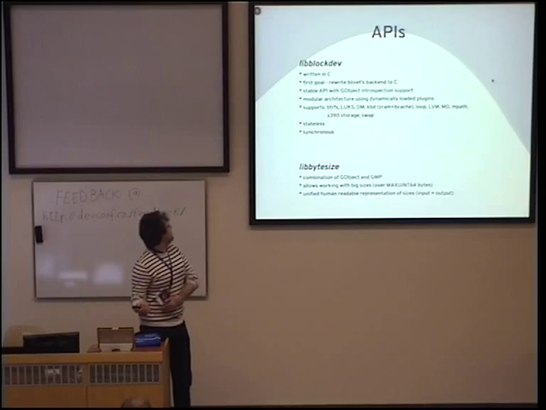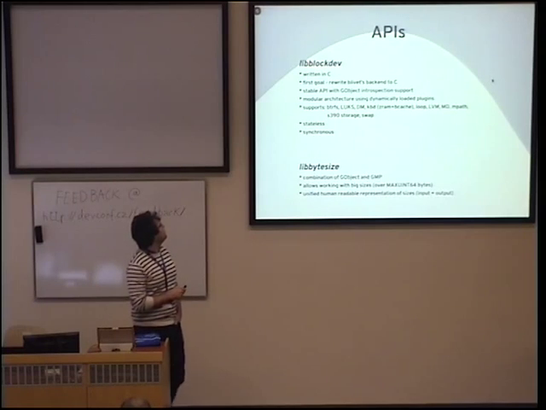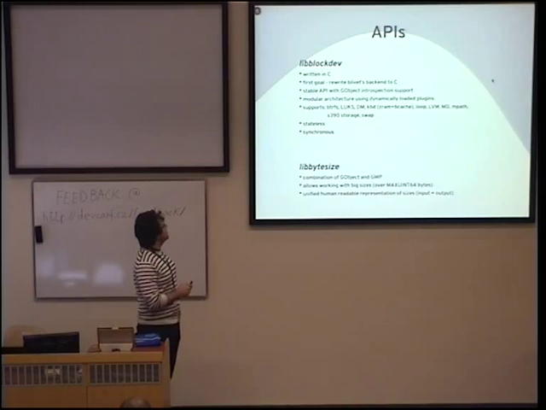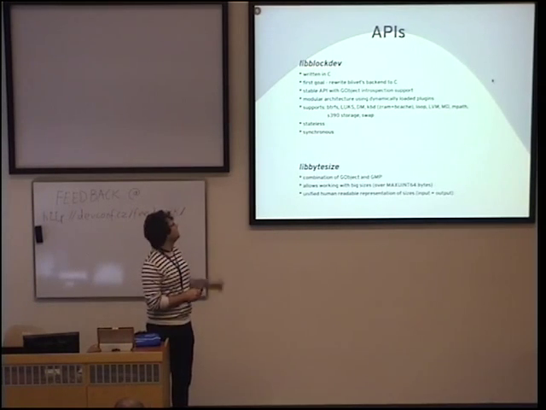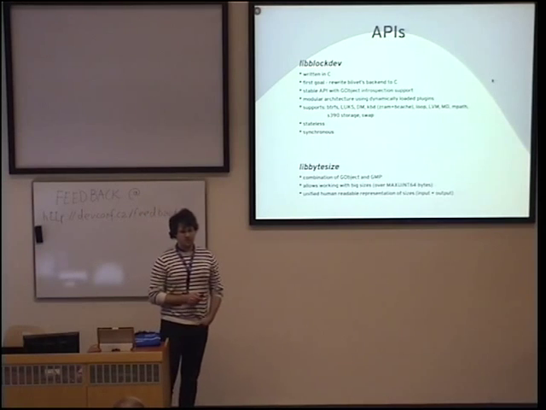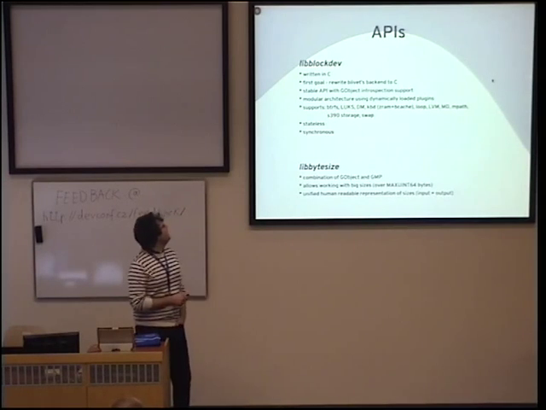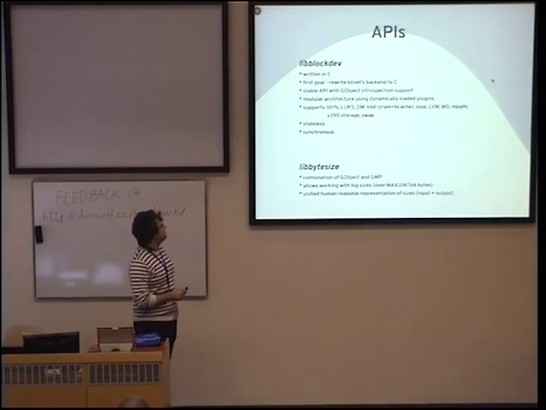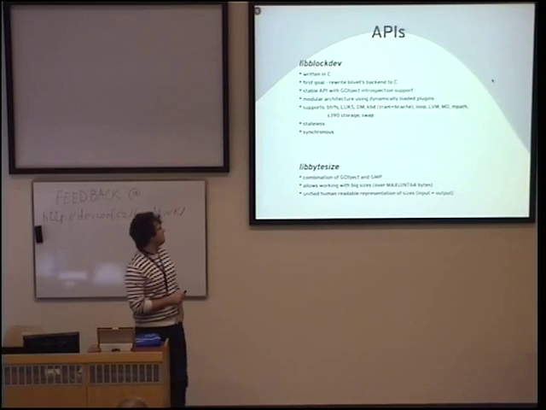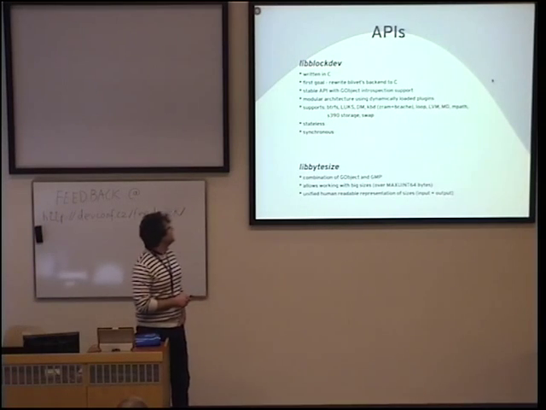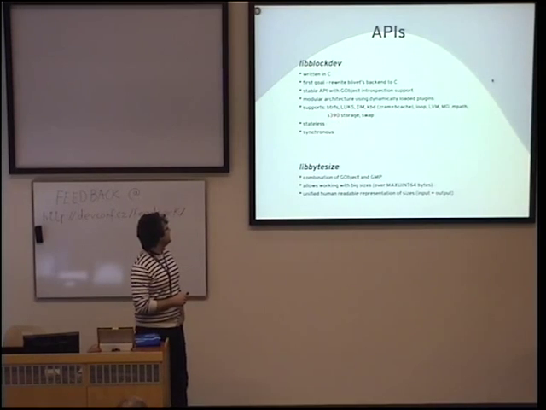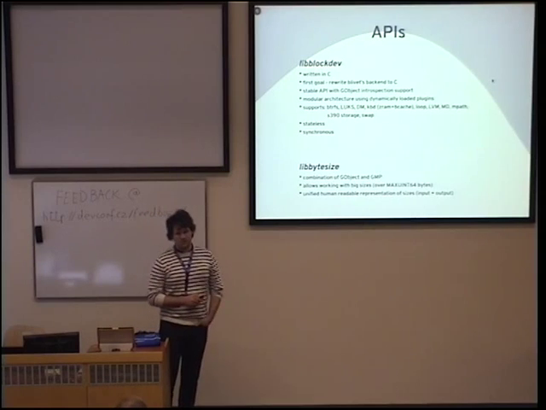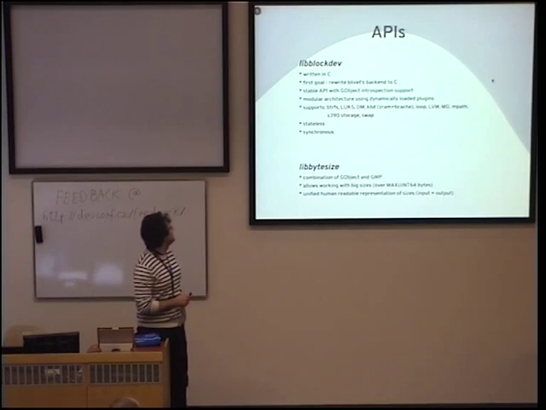The other two APIs are libblockdev, which is a C library. The first goal was to rewrite Blivet's backend, which was written in Python, to C, so that it could be used by other projects as well. It provides support for Btrfs, LUKS, DM, something that I call kernel block devices, which is ZRAM and Bcache, loop devices, LVM, MD, MPath, and SWAP, and S390 storage, so those DASDs and things like that.